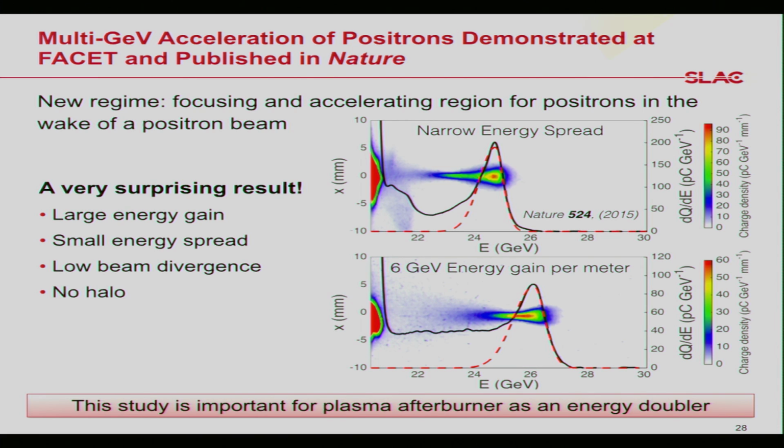If we now look at a beam where now I've dispersed it in energy along the horizontal axis and I look at the positrons coming out, we can see that there's several unanticipated features in what we saw. First of all, the positrons are indeed gaining energy at a very large rate. In this case, they gained about 6 GeV in a 1 meter long plasma, which is fantastic.